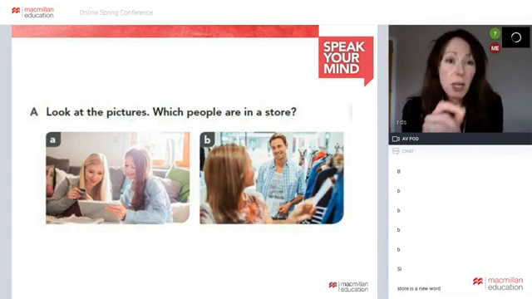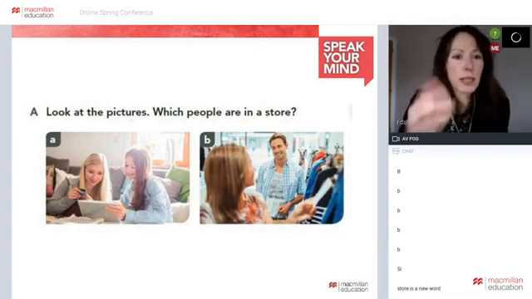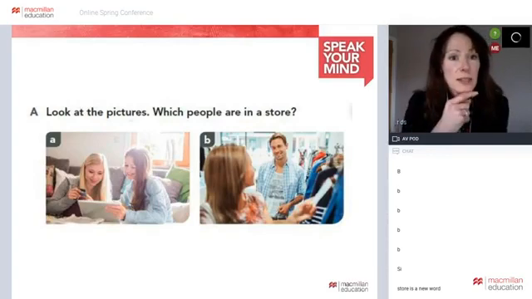So whenever you can, for lower levels, do some pre-skill work. Get students thinking about it before they have the listening exercise.